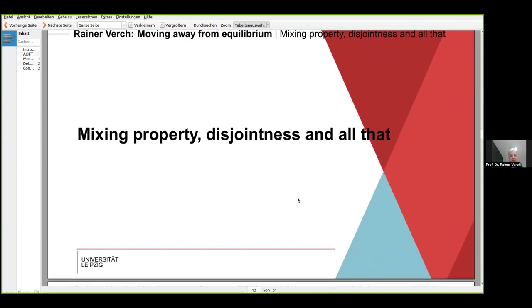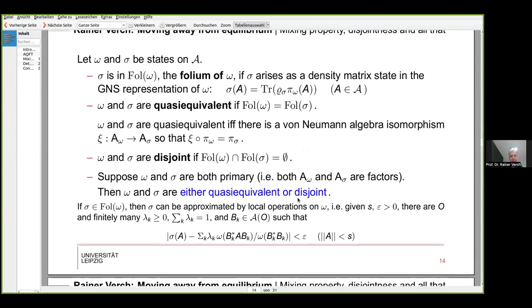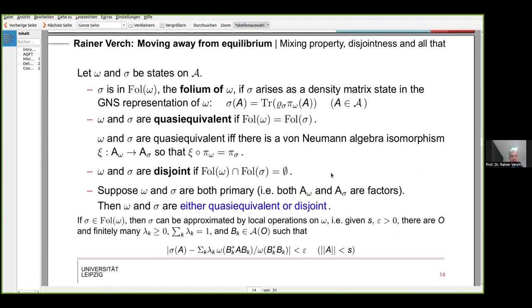Okay, I shall address now the mixing property and disjointness and all this. And again, unfortunately, I need a little bit of definitions. To some of you, they will be very familiar, so I apologize if that is now boring for you. For others, it may be new and maybe a bit much to process in the first going. So you may then perhaps want to have a look at our paper and the literature cited there to take this in all detail.